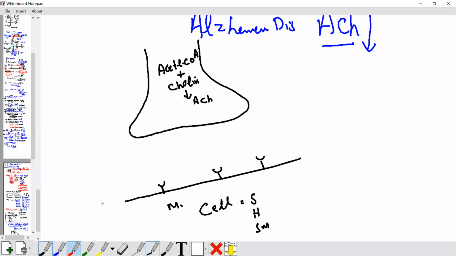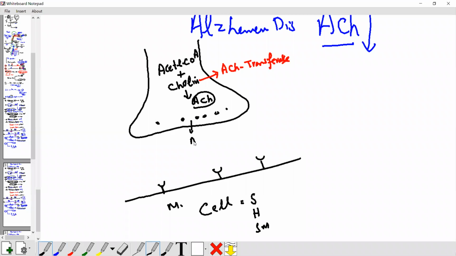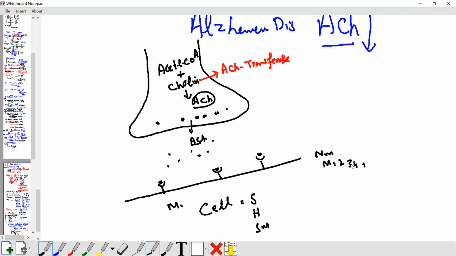So how do you produce this? Using an enzyme. What enzyme? Choline acetyltransferase. This acetylcholine is stored here. When the current comes, acetylcholine comes out and attaches to the receptor. This receptor may be 1, 2, 3, 4 or 5, depending on the organ. It may be the stomach, heart, smooth muscle, or exocrine gland. Acetylcholine is now in the synaptic space, the synapse.